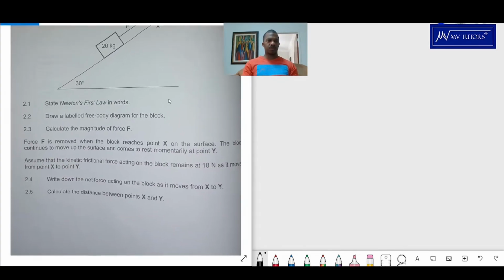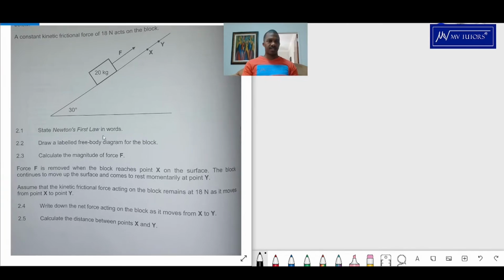Now the first question says, state Newton's first law in words. Newton's first law is basically saying that if you have an object, it could be a block such as this, that is at rest or moving at constant velocity, it will remain at rest or remain at constant velocity unless acted upon by an external force. That's just it.